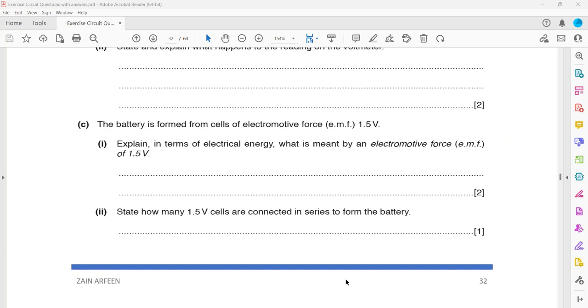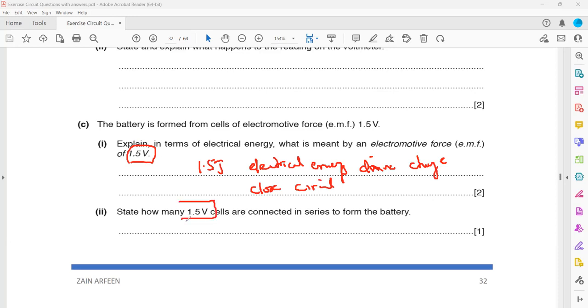So we have to write the definition of EMF, or electromotive force. 1.5 joules of electrical energy is used to drive the charge. 1.5 volt means 1.5 joules of electrical energy to drive the charge or move the charge around a circuit or in a closed circuit.